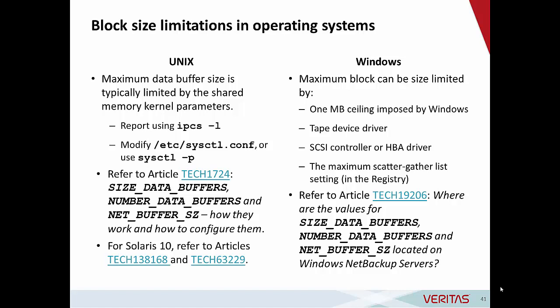Some buffer tuning settings will be limited by the operating system's restrictions. On Unix, as we see on the slide here, the maximum data buffer size is typically limited by the shared memory kernel parameters. On Windows, there are limits on how high you can set either tape or network buffer size. The slide directs you towards tech notes with more detail if you're concerned that during your buffer tuning process you may be approaching any of these limits.